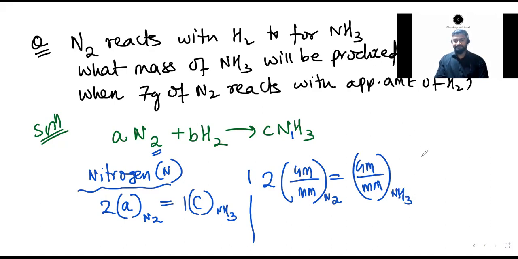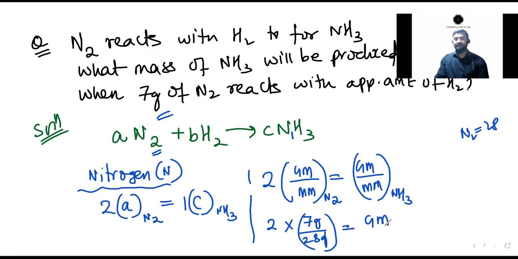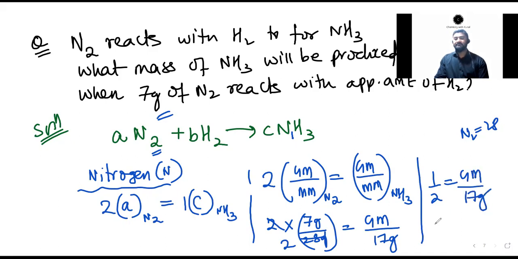Now, what's the given mass? The given mass we have is 7 grams. What's the molar mass of nitrogen? 28. So 7 by 28 is equal to what's the given mass of ammonia? We don't know. That's what we have to find. What's the molar mass of ammonia? 17 grams. Now cancel it. It will cancel by 2. So what is the answer then? 1 by 2 is equal to given mass by 17 grams. What's the given mass then? 8.5. Therefore, the answer is 8.5 grams of ammonia is produced.